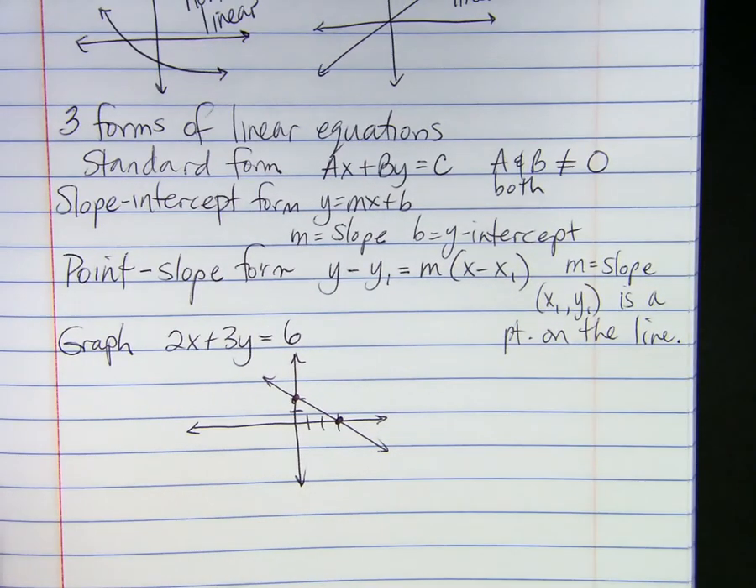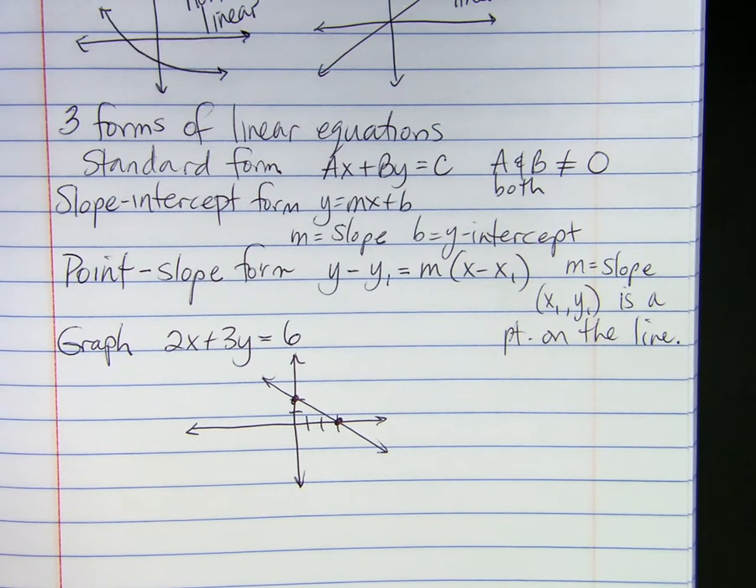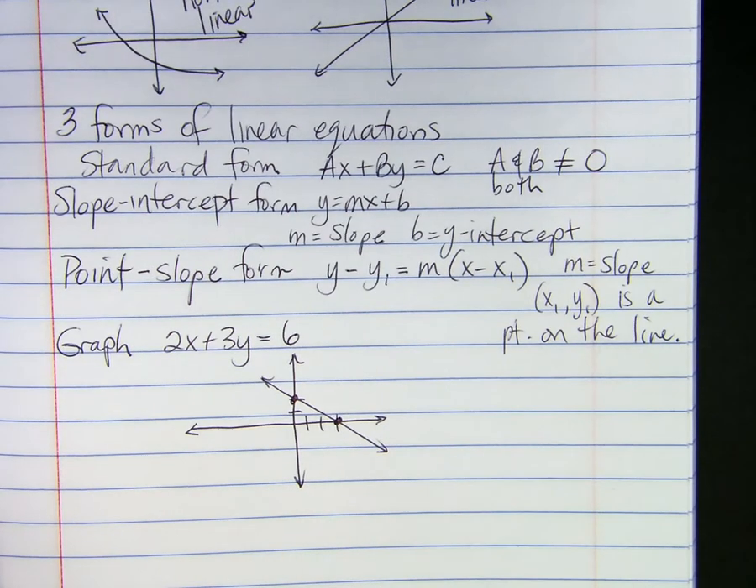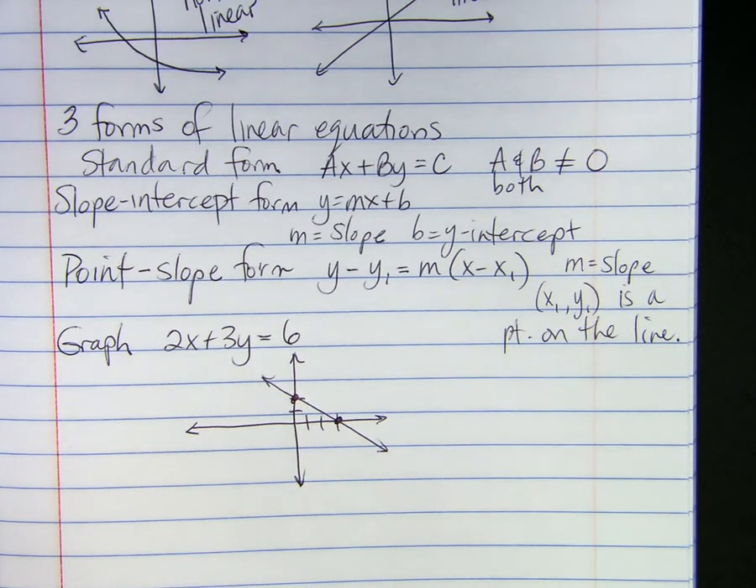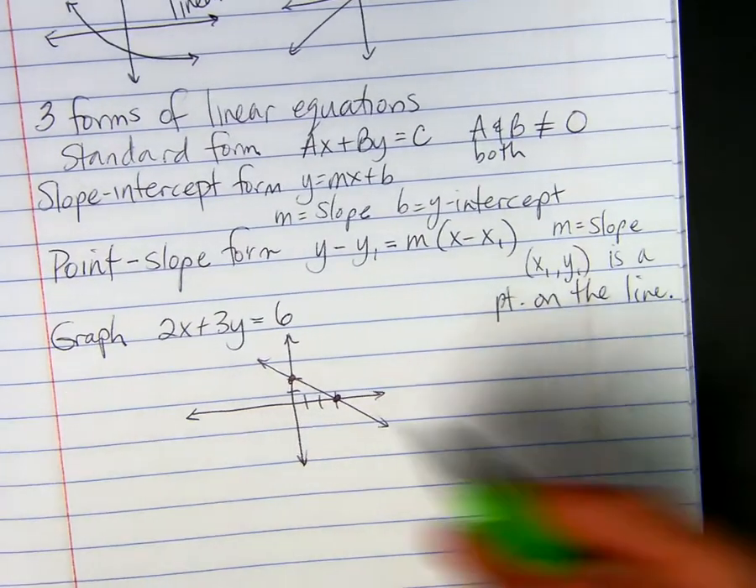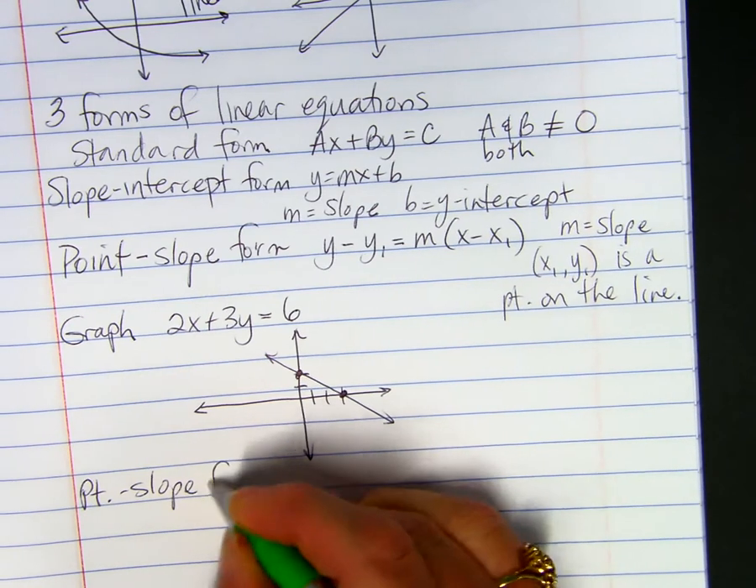If you want to graph a line in point-slope form, I'm assuming that we've done slope-intercept form enough. Yeah, so we're not going to do that one. But if you have point-slope form, super awesome. So we have point-slope form graphing.